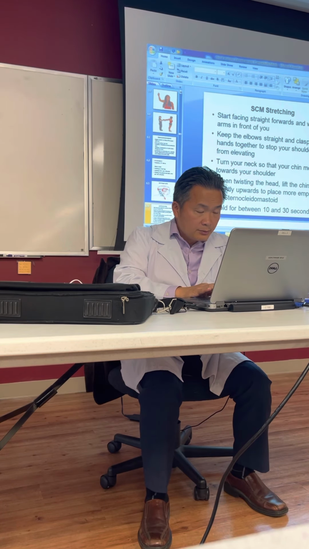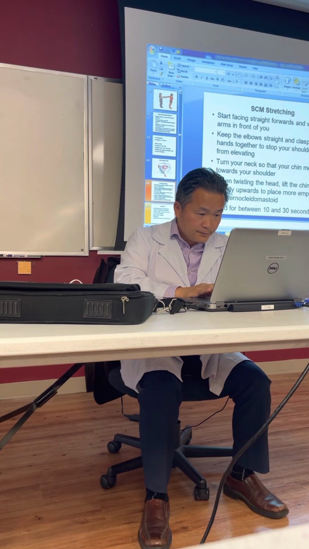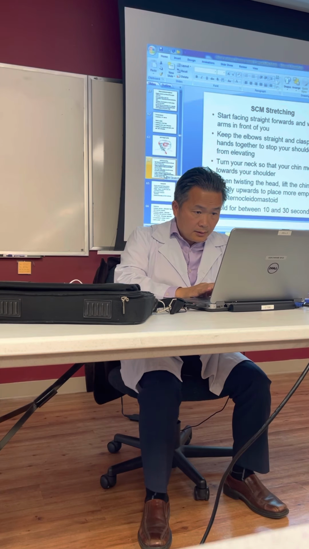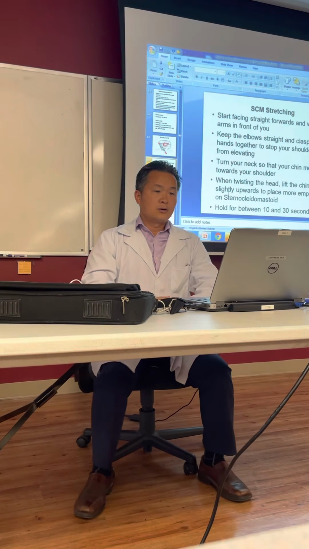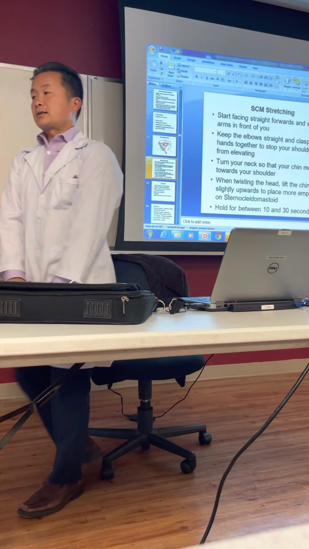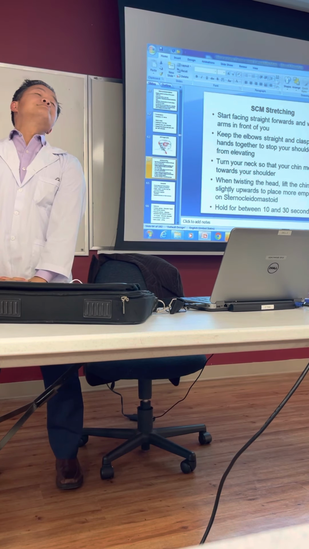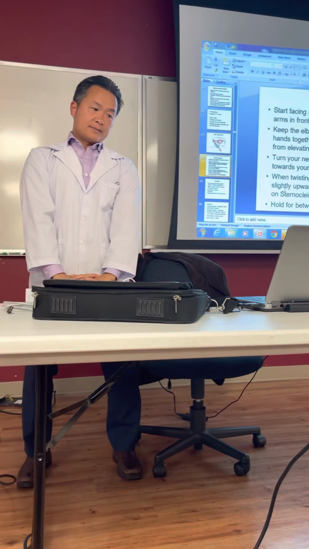So SCM stretching: start facing straight forward with your arm in the front, keep the elbow straight, clap your hands together to stop the shoulder from elevating, turn your neck so that your chin moves to the shoulder. When twisting your head, lift your chin slightly up. So you can hold like this, clap your hands, and you can turn.